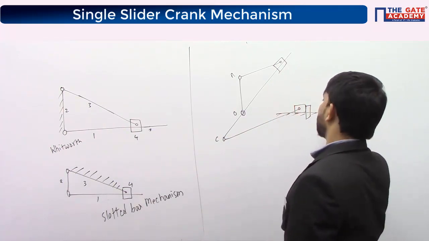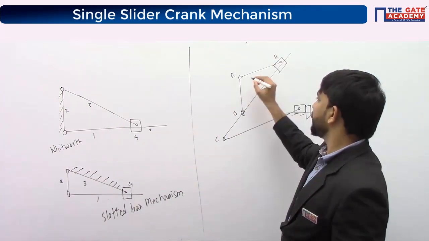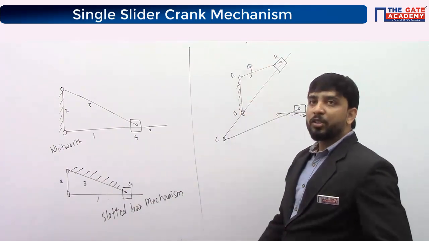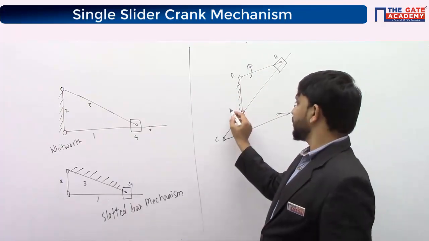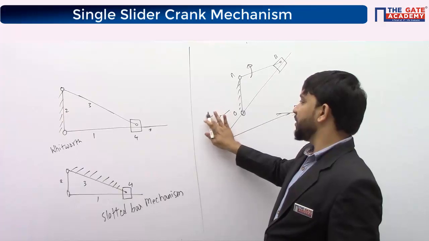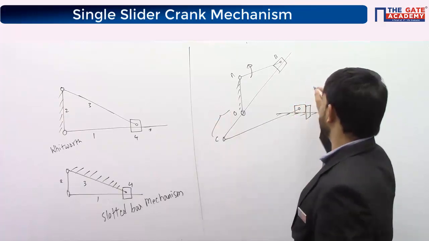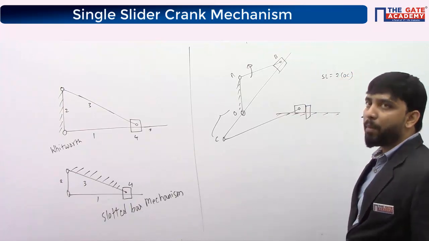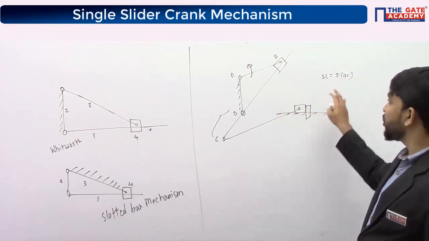This is the tool. So this is B. This is the fixed link and this is rotating. If you look at this Whitworth mechanism, we have seen this. This is the stroke length, right? So this is OC. In Whitworth mechanism, stroke length is 2 times OC.